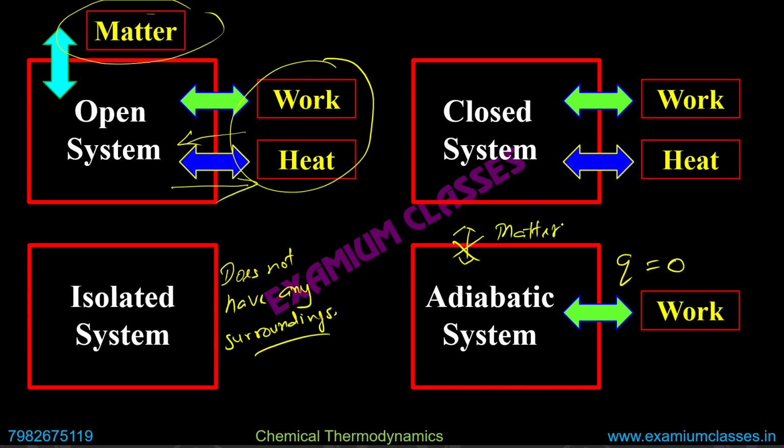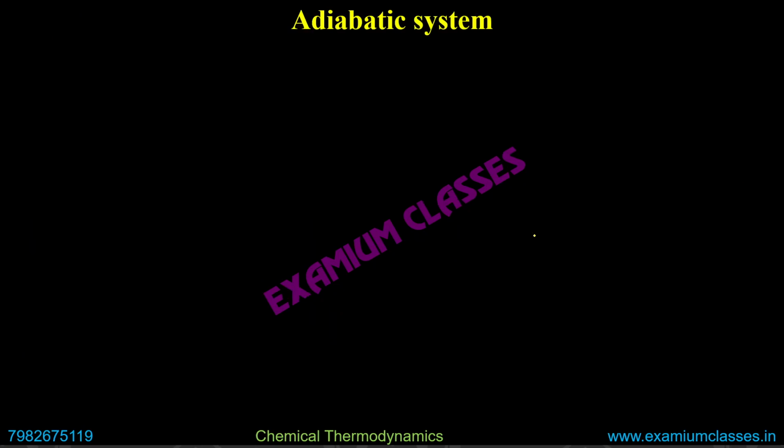Only work. And because only work can be done, we represent this work as W_ad. The subscript ad indicates it is under adiabatic conditions. In this case, the walls are known as adiabatic walls. Adiabatic walls are those walls which do not allow transfer of heat. And the process is known as an adiabatic process.